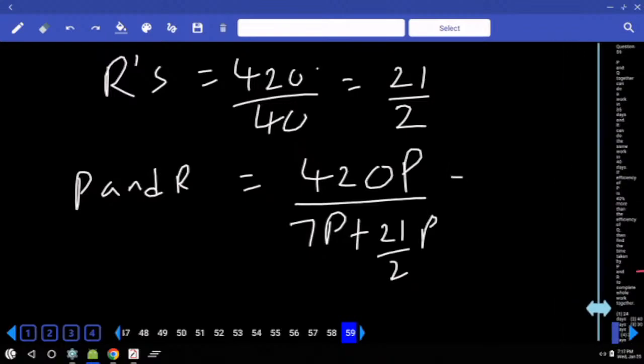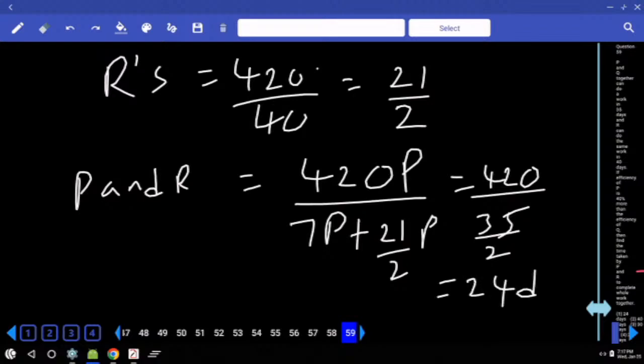I think this comes down to 420 by 35/2, since the P's cancel out. Yes or no? How much does it come to? 840 by 35, it's coming around 24 days. This is your answer. 840 by 35 is 24. 35 times 4 is 140, 700 and 140 gives 840, so 24 days. Is the concept clear? Yes or no? Time and work, you do it this way and move on.